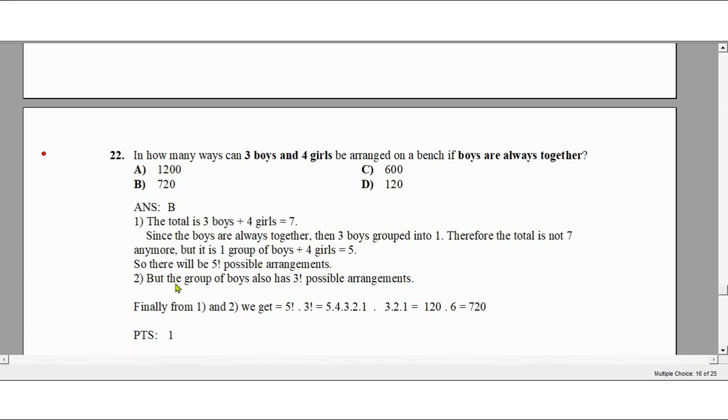But for the second, the group of boys itself has 3 possible arrangements, right? Even though these 3 boys are grouped into one, in this group there are 3 factorial possible arrangements. So from 1 and 2 we can multiply, so 5 factorial times 3 factorial, so it will be 120 times 6, it will be 720.